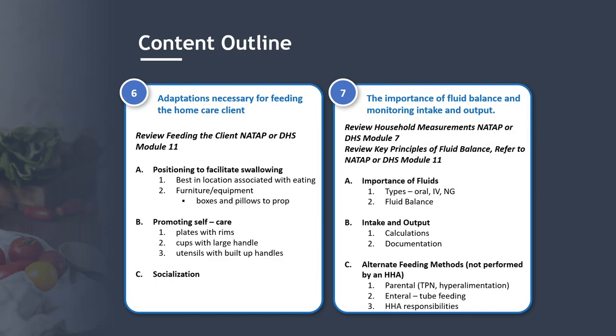Section 6. Adaptations necessary for feeding the home care client. Review Feeding the Client, NATAP or DHS Module 11. A. Positioning to facilitate swallowing. It is best in a location associated with eating. Furniture or equipment: boxes and pillows to prop up. B. Promoting self-care. Plates with rims. Cups with large handles. Utensils with built-up handles.